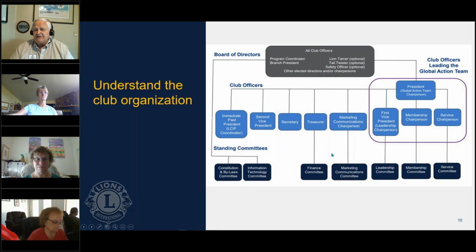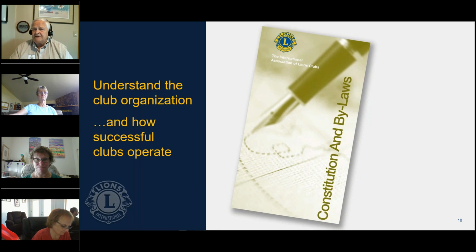Now, the organizational structure, this is just the structure of here are the people, but there are rules that we try to follow, and that's why we have a constitution and bylaws. Your club may have other roles and responsibilities. It may have the lion tamer and tail twister, for example, not at the board level, but just at the club level, which is fine. We're not trying to create fiefdoms.